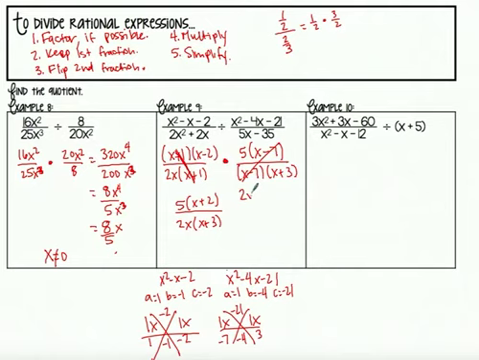Our excluded values would come from 2x cannot equal 0, which means x cannot equal 0. X plus 1 cannot equal 0, which means that x cannot equal negative 1. X minus 7 cannot equal 0, so x cannot equal positive 7. And x plus 3 cannot equal 0, so x cannot equal negative 3.